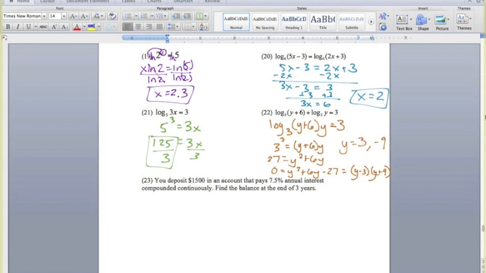If we plug in a 3, 3 plus 6 is 9. That one's all good. But if we plug in a negative 9, negative 9 plus 6 is negative 3, and that's a problem. We can't do that. So that solution is extraneous. We did everything right in solving, but it still just doesn't really work.